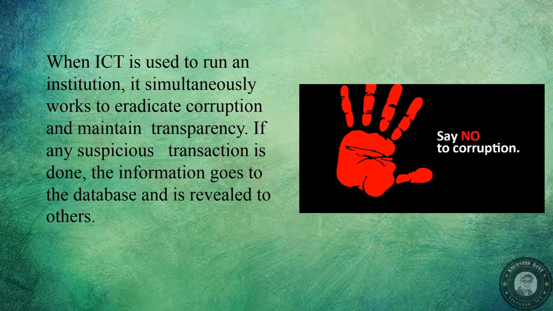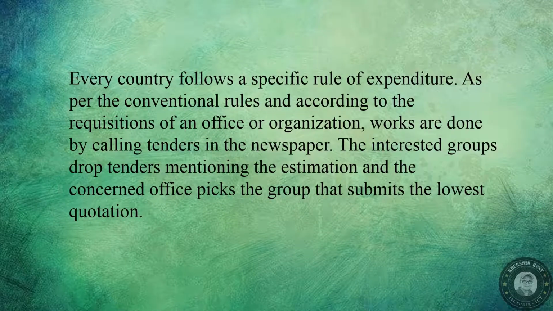When ICT is used to run an institution, it simultaneously works to eradicate corruption and maintain transparency. If any suspicious transaction is done, the information goes to the database and is revealed to others. Every country follows a specific rule of expenditure as per the conventional rules and according to the requisitions of an office or organization. Works are done by calling tenders in the newspaper. The interested groups drop tenders mentioning the estimation, and the concerned office picks the group that submits the lowest quotation.